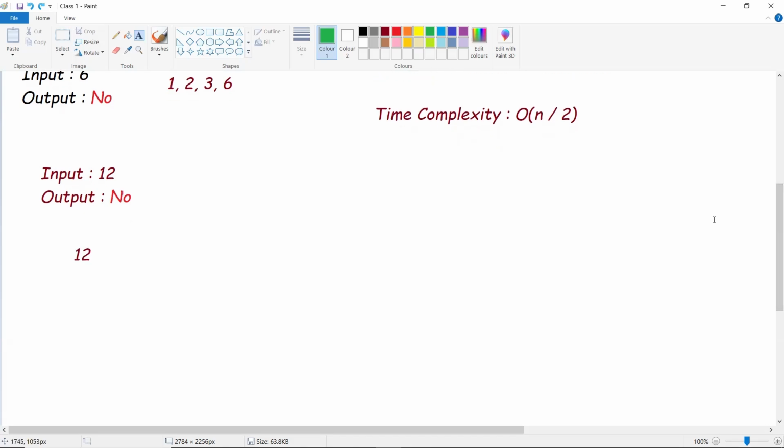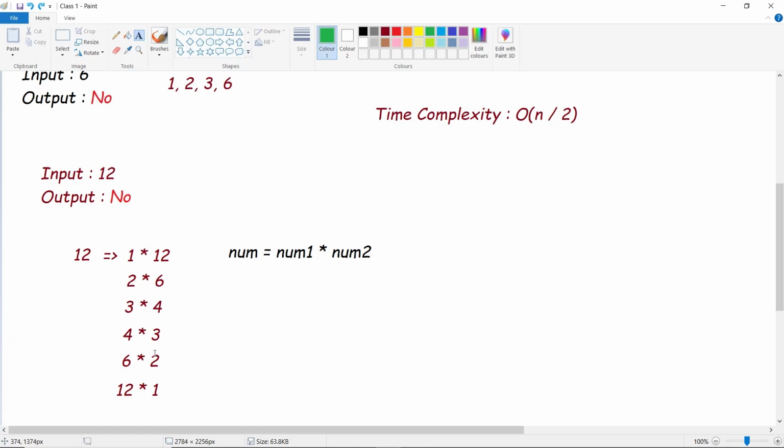So let's take the value 12. How can I write 12 as a product of two numbers? 12 can be written as 1 into 12, 2 into 6, 3 into 4, followed by 4 into 3, 6 into 2, and 12 into 1. So any number can be written as a product of two numbers. Here, if I say number equals number 1 multiplied by number 2, just observe that in these six different things, the first half is repeated again in reverse.